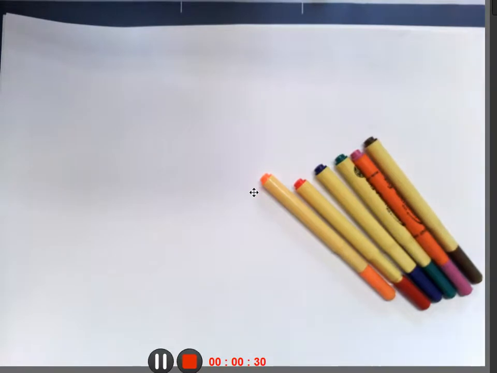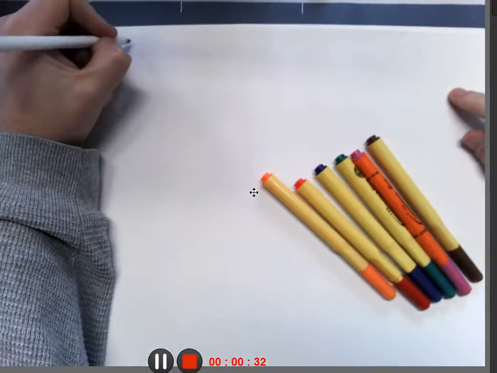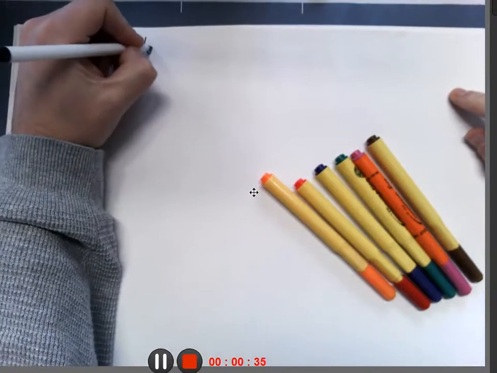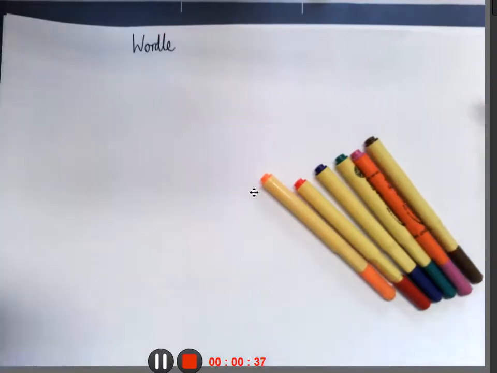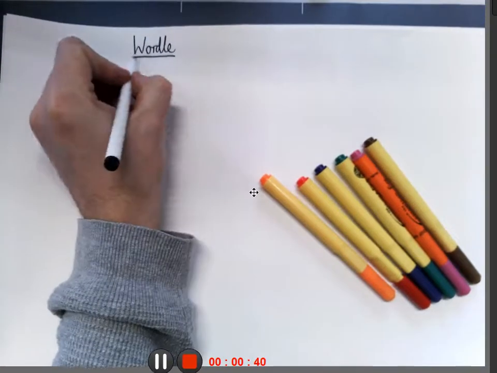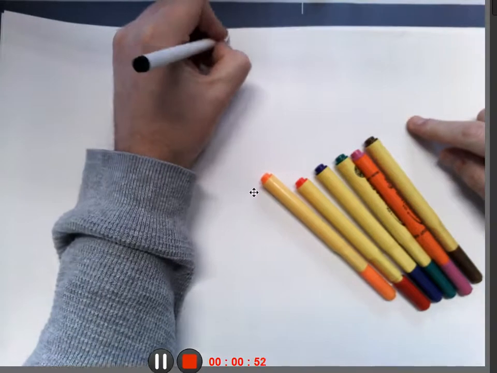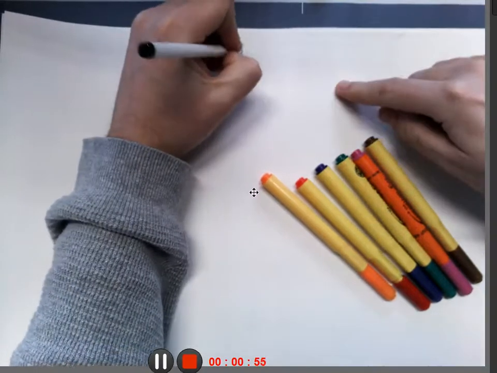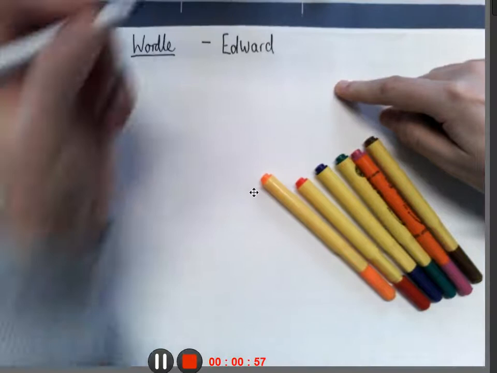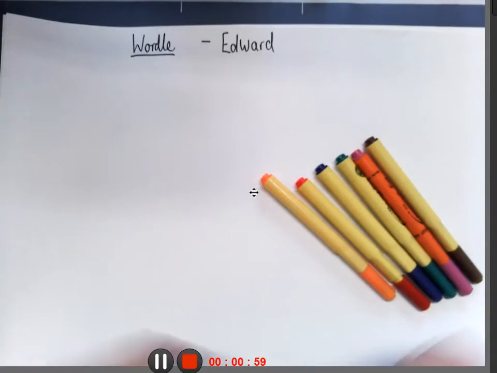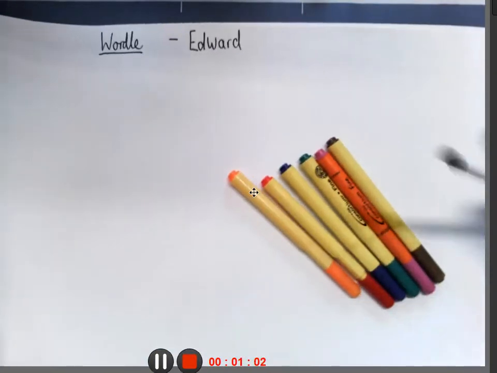What we're going to do is create something that is called a Wordle. Okay, so a Wordle is a collection of words or phrases that are presented in a slightly different way than you normally would. So the first thing that we're going to do is create a Wordle about Edward and about his character. So you've got to start thinking about words that would describe what Edward was like, his personality.